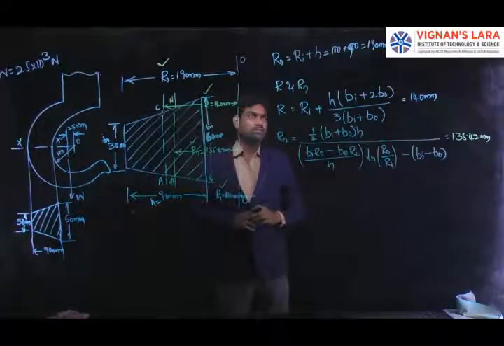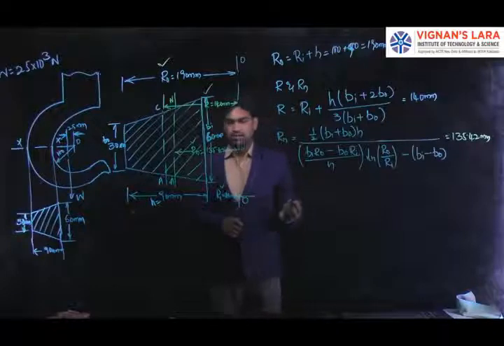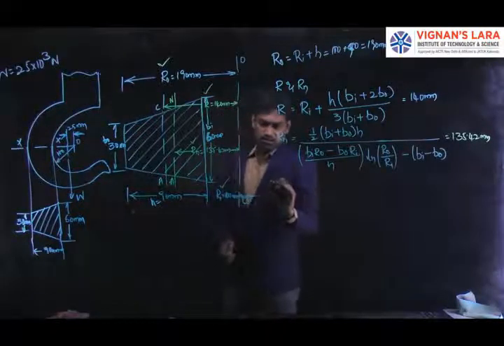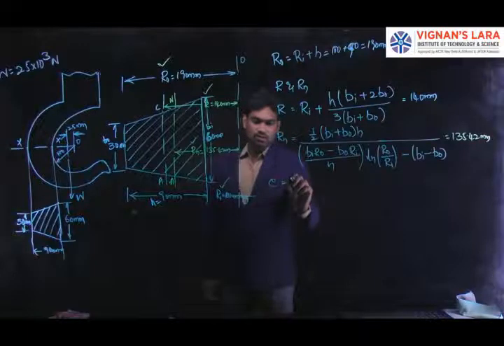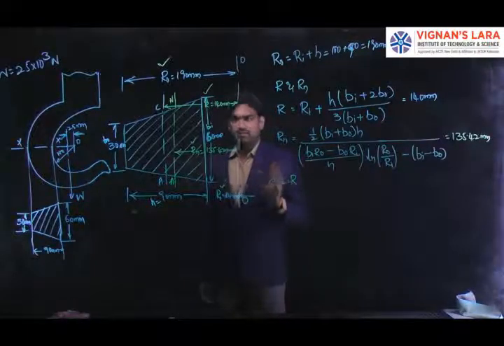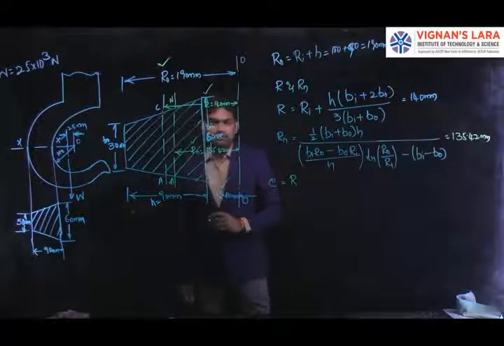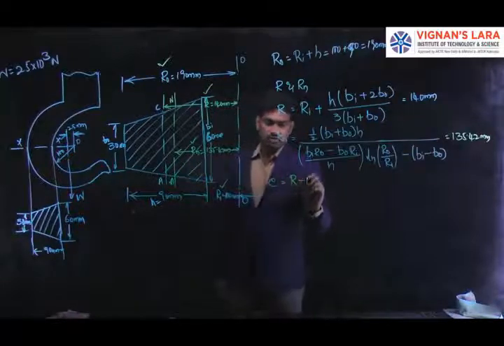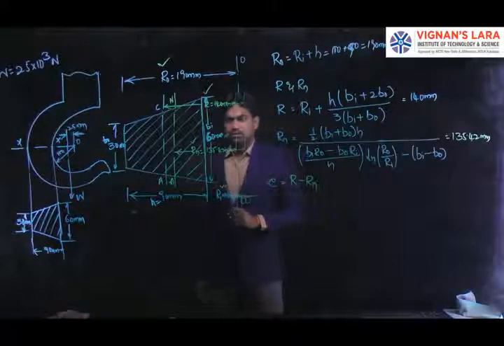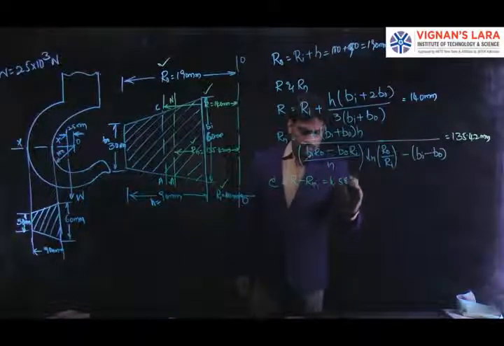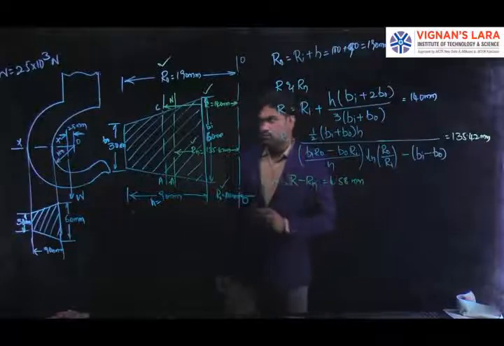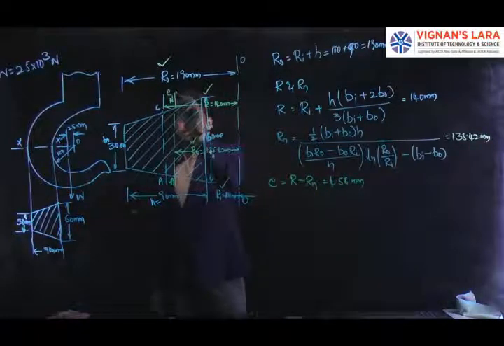After finding all four radii of curvature, you can find the offset distance between the neutral axis and the centroidal axis. Obviously the radius of curvature to the centroidal axis is greater compared to the radius of curvature to the neutral axis. So e is given by R minus Rn. Clear? It may be 4.58 mm, so you can represent here a small e, 4.58 mm.